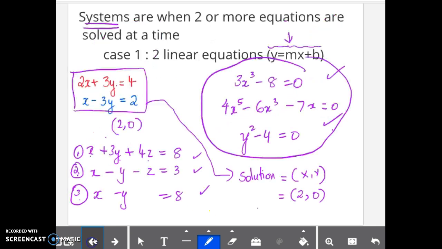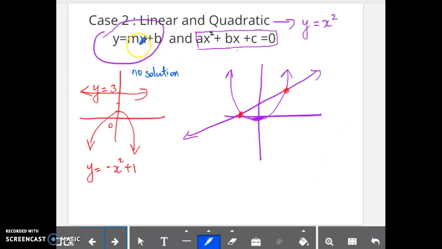Just going back to the previous case, is it possible to have no solution when there are two lines? That's also possible. If you have two lines which are parallel, if their slopes are the same, they will never intersect and they will never have a solution. So no solution is also possible in case 1, and no solution is also possible in case 2.